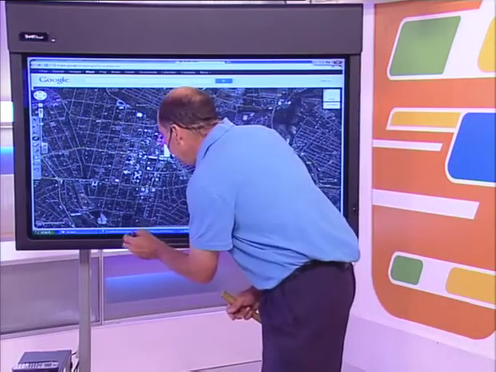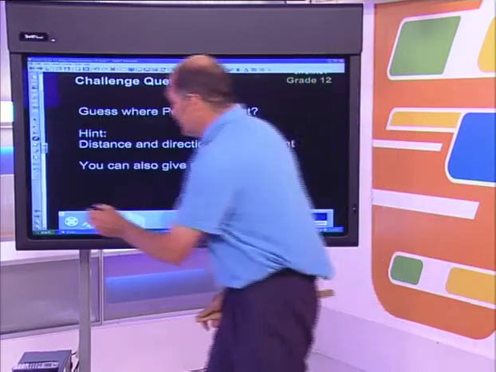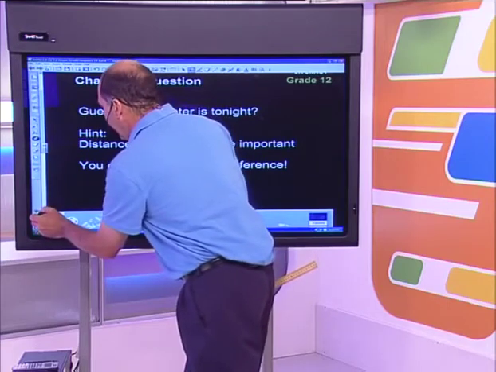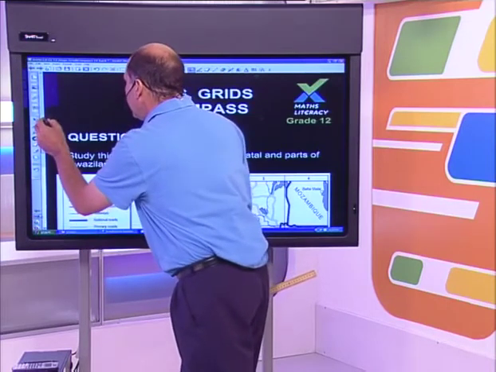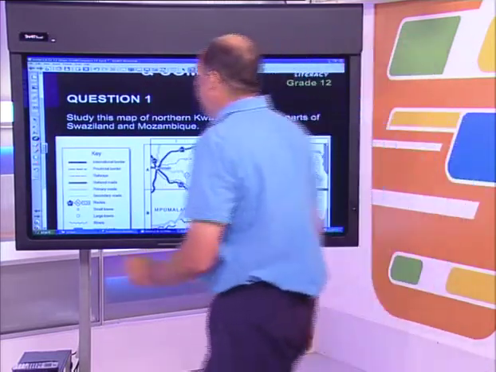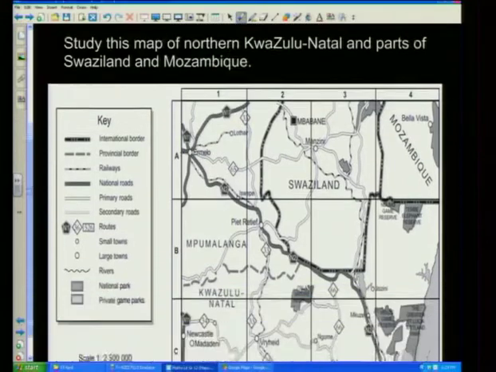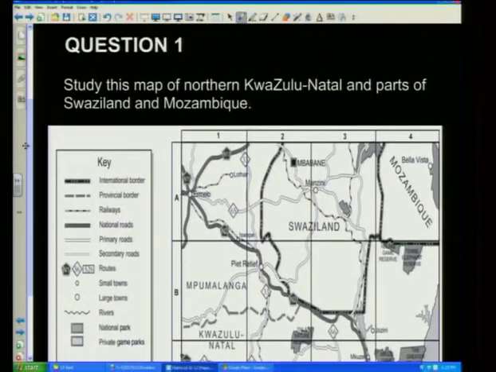Okay. In the meantime, let's just go back to a question. Other than looking at Peter's question, I want to just have a look at a question that was in a previous exam, which was about maps. Okay, and so I'm going to go to this side of the board, and we're just going to see that don't be frightened of maps. The questions that they ask you aren't that intimidating at all. So here's the question. It says, study this map of northern KwaZulu-Natal and parts of Swaziland and Mozambique.